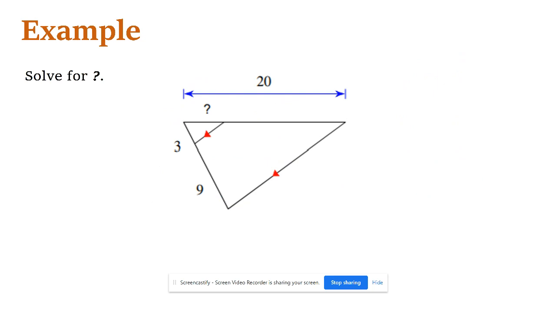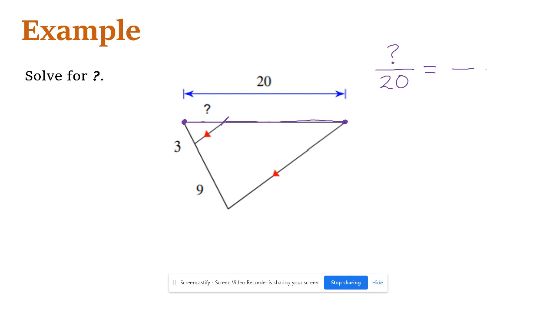Solve for question mark. So I'm going to start with the question mark. Now, the only thing I see on this top side of the triangle with the question mark is 20. And I want to be really clear what this is talking about. 20 is the entire distance from this point here all the way down to this point. So it's both of these pieces put together. So I'm going to take the question mark and I'm going to put it over 20. But I have to be really careful when I set up my other fraction.